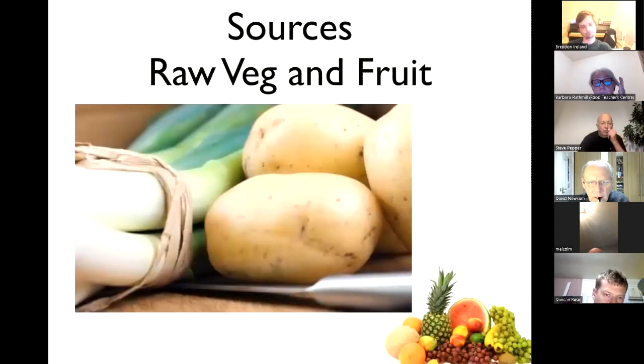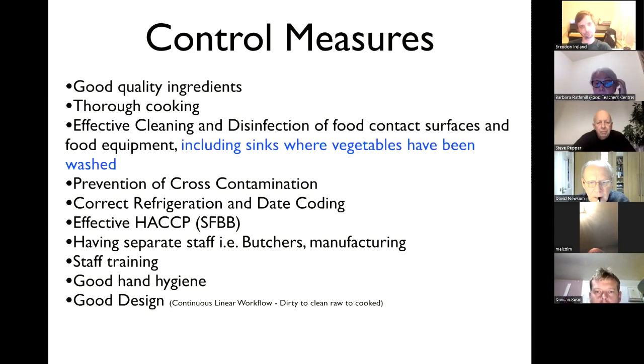You've got raw veg and fruit. So, control measures for E. coli 157: good quality ingredients, thorough cooking, effective cleaning and disinfection of food contact surfaces and food equipment, including sinks where veg has been washed.